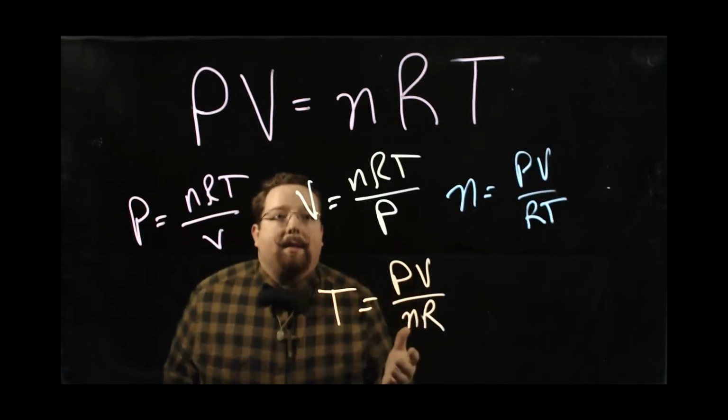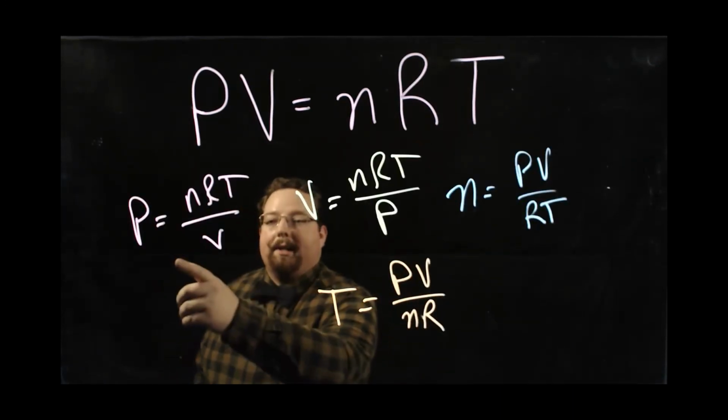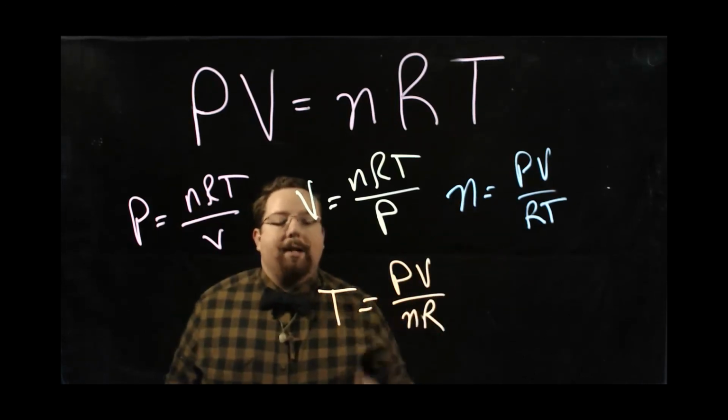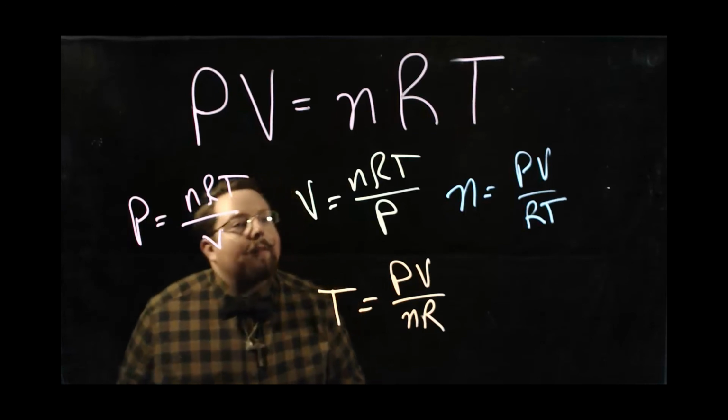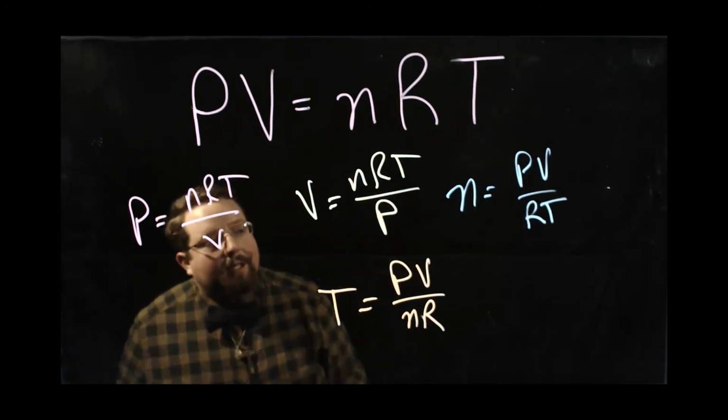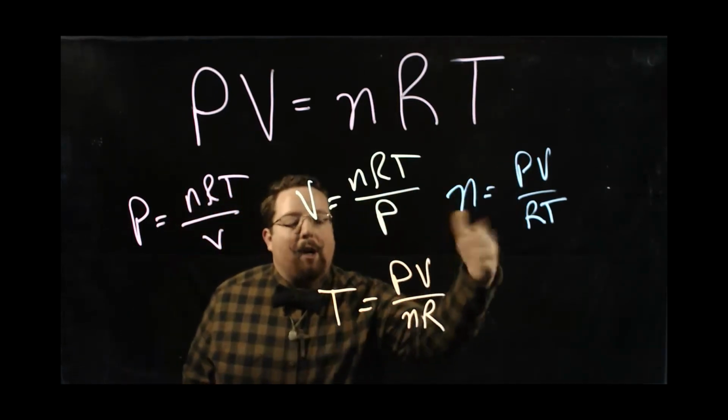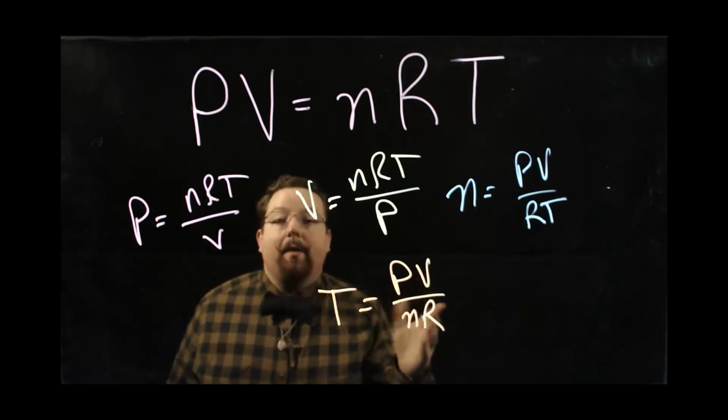And if it helps, if you're looking for one particular variable, here are all the types of equations you would have to use. So if you're looking for pressure, it's nRT over V. Volume is nRT over P. Particles is PV over RT. And temperature is PV over nR.